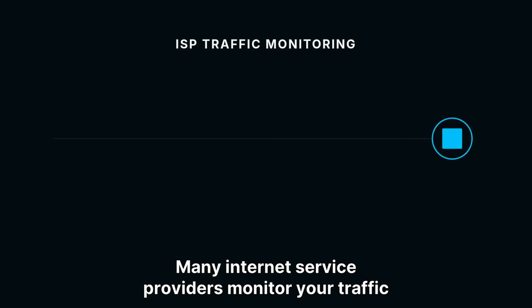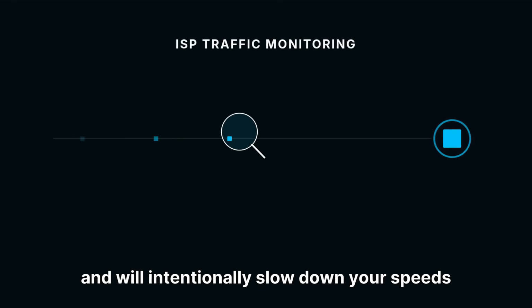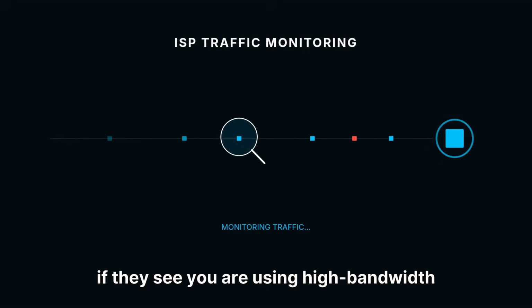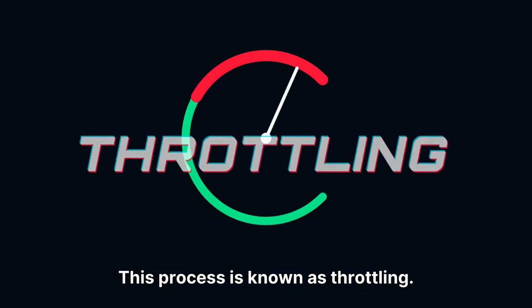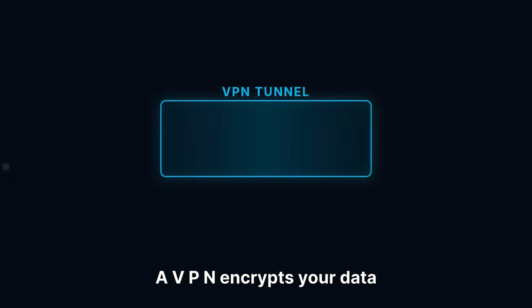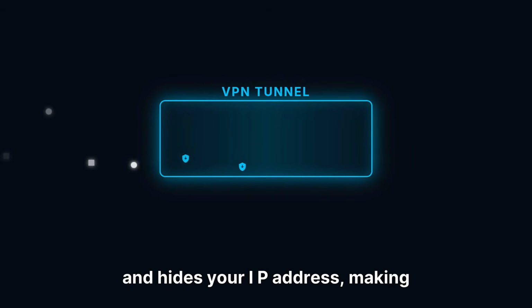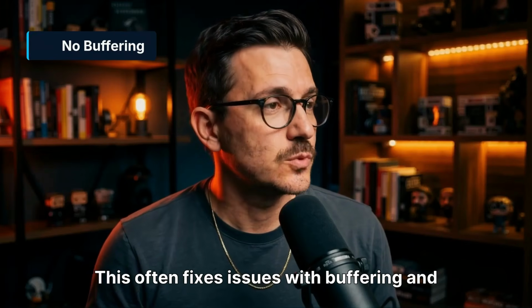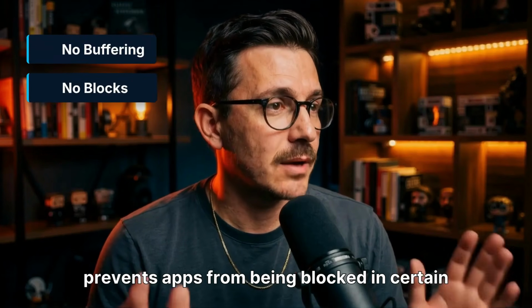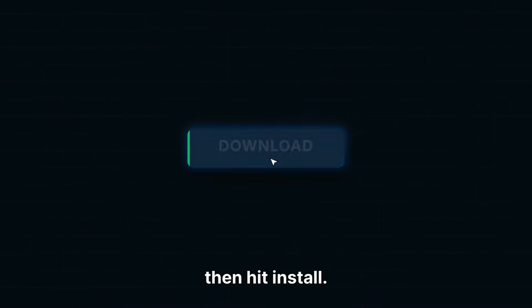Many internet service providers monitor your traffic and will intentionally slow down your speeds if they see you are using high-bandwidth streaming services. This process is known as throttling. A VPN encrypts your data and hides your IP address, making your online activity anonymous. This often fixes issues with buffering and prevents apps from being blocked in certain regions. Click Download on IPVanish and then hit Install.